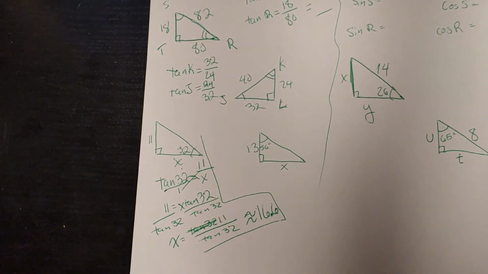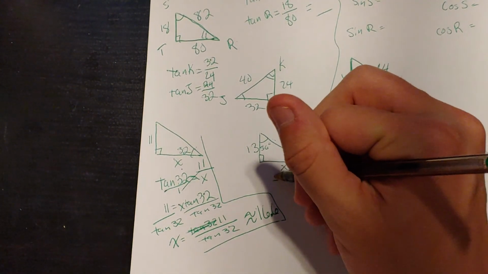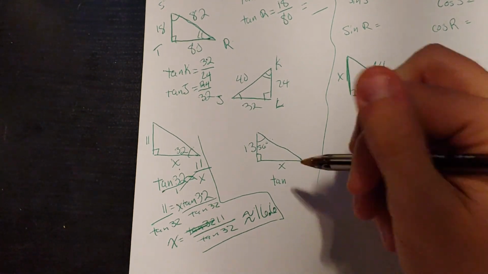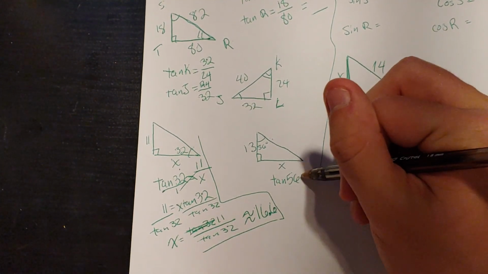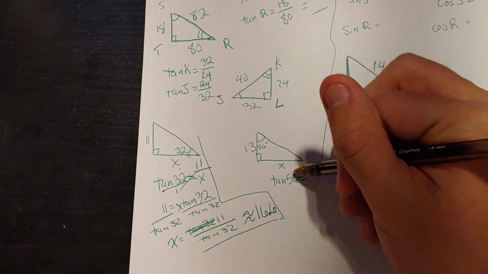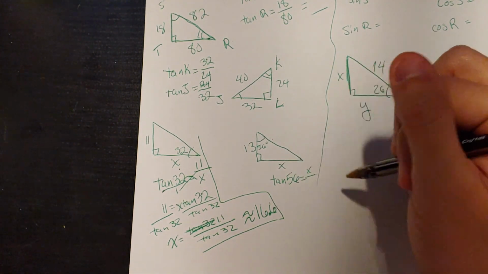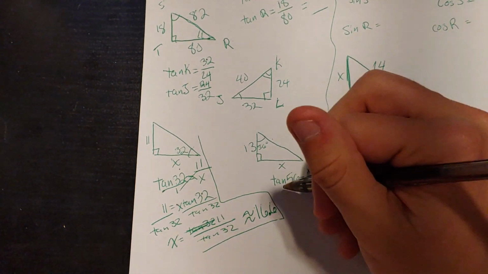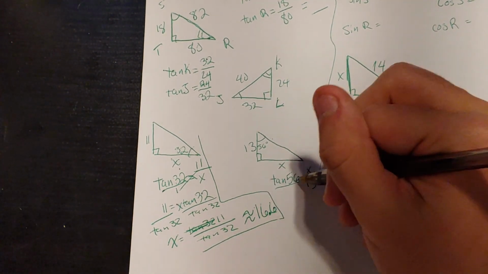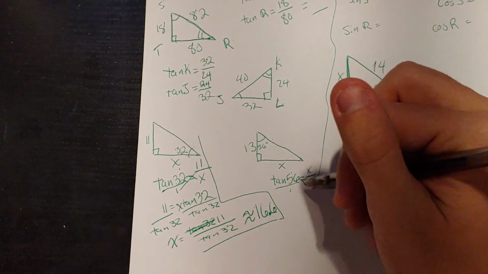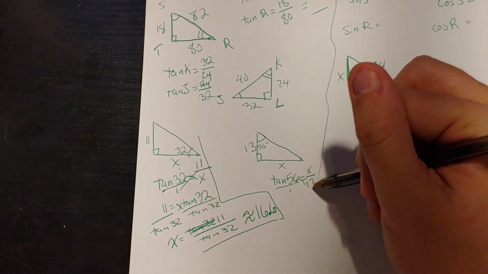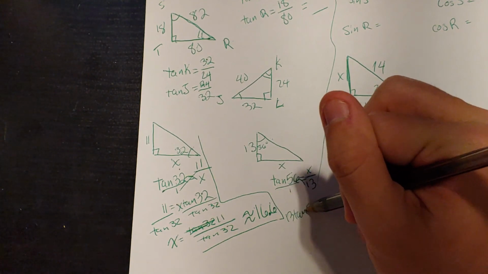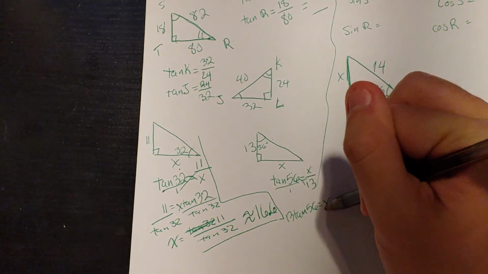What if the missing side is opposite? That's what we do in this problem right here. So tangent of 56 equals opposite x over adjacent 13. So again, we need to cross multiply. This is really over 1. So tangent of 56 times 13. So 13 tangent of 56 equals x.